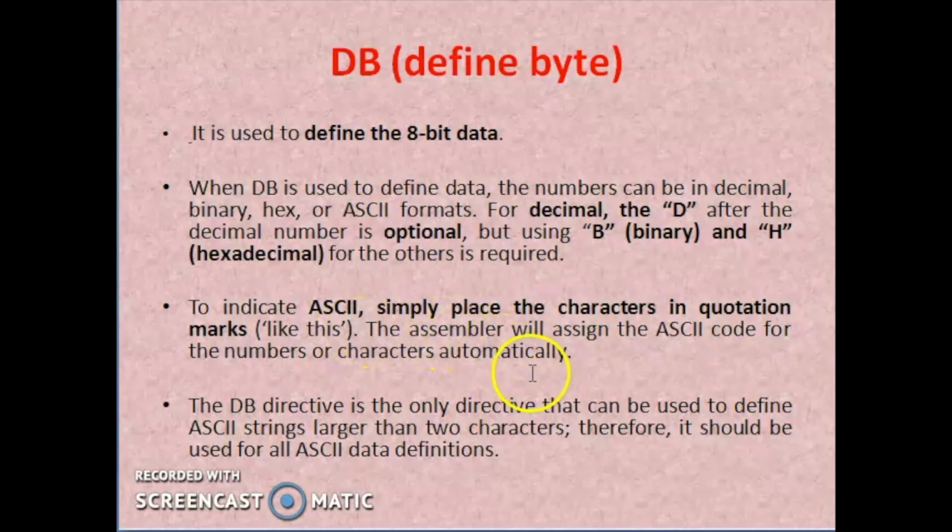The assembler will assign the ASCII code for the numbers or characters automatically. And we can see that the DB directive is the only directive which can be used to define ASCII strings larger than 2 characters. Hence, it should be used for all ASCII data definitions.